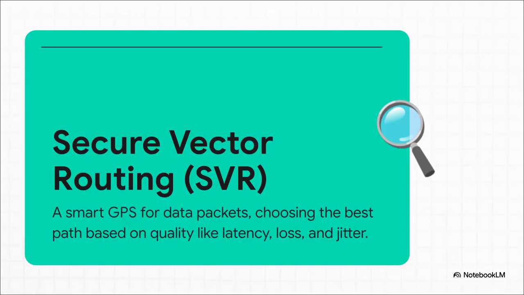All right, so once we know the service, the next question is, what path is it taking? And that brings us to Secure Vector Routing, or SVR. Honestly, the best way to think about SVR is like a really smart GPS for your data packets. It's not just looking for any old road to the destination. No, it's constantly measuring the quality of all the available roads and picking the absolute best one based on things like latency, packet loss, and jitter.